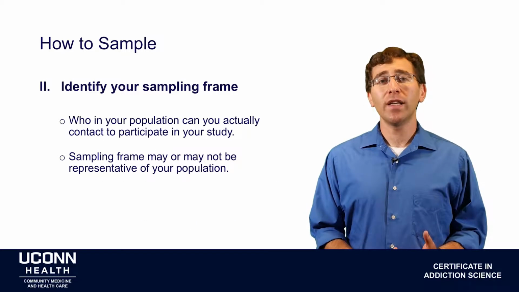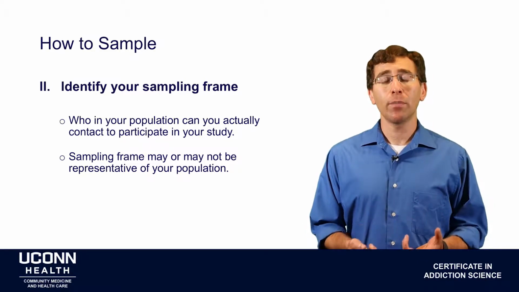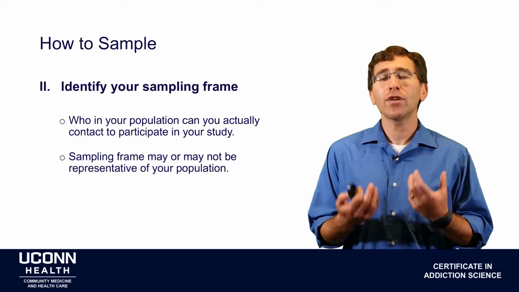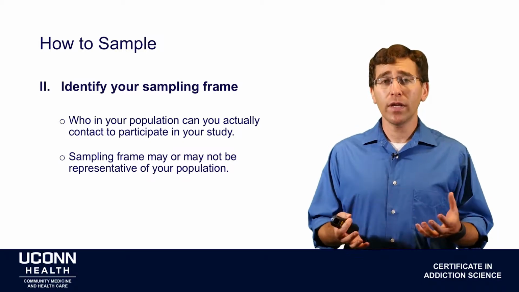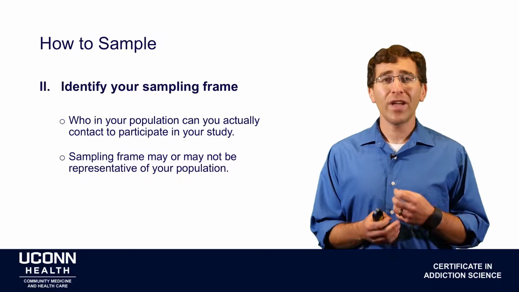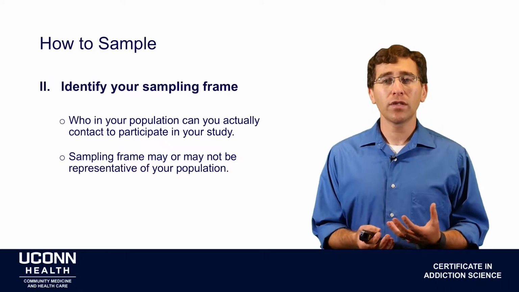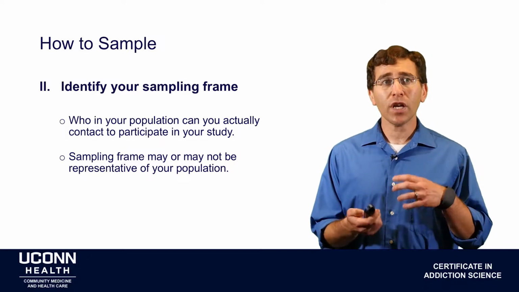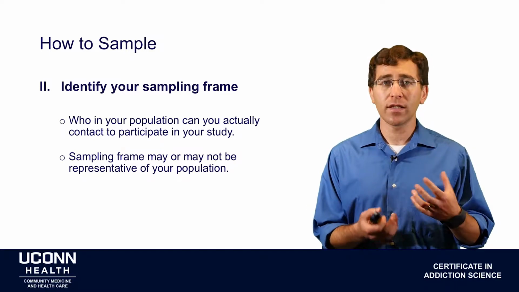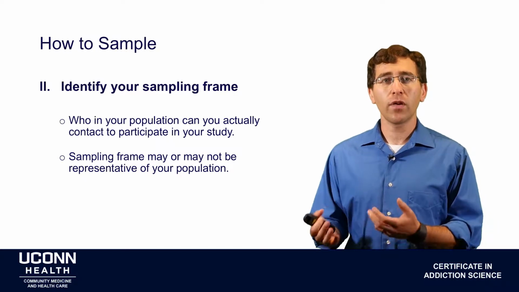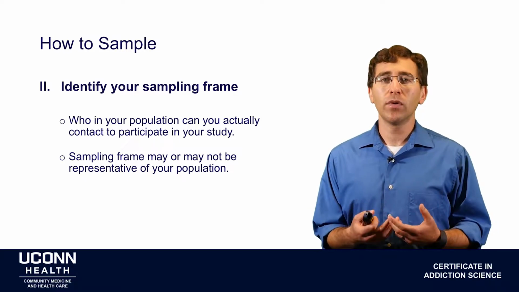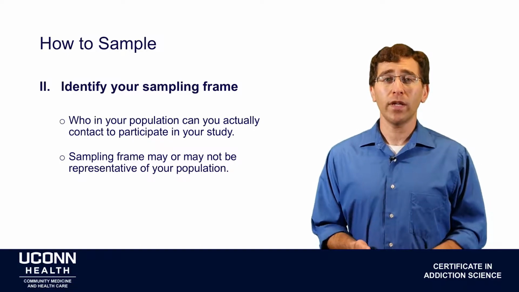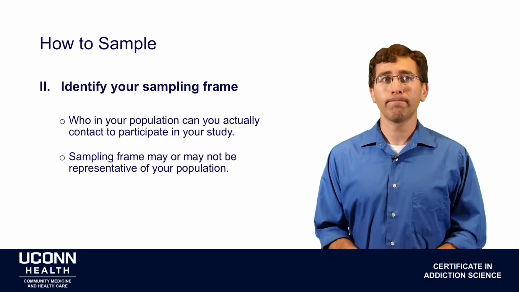Now, the second step in creating your sample is identifying your sampling frame. Your sampling frame is everybody in your population who can actually be contacted. Your population can be very big, it can be very small, but not everyone can actually be reached. Some people just may be unreachable for whatever reason. So your sampling frame, whether it's an actual list, a physical or virtual list, or some other way to contact people, those are the people who will really be part of your study. And you hope that they represent the whole population, although you can never be 100% sure.